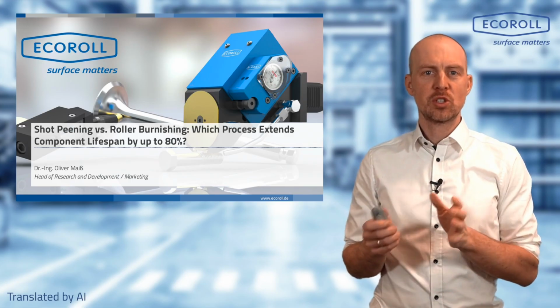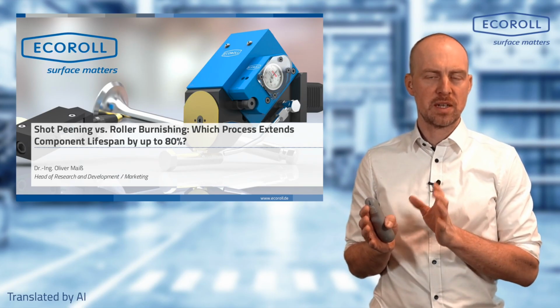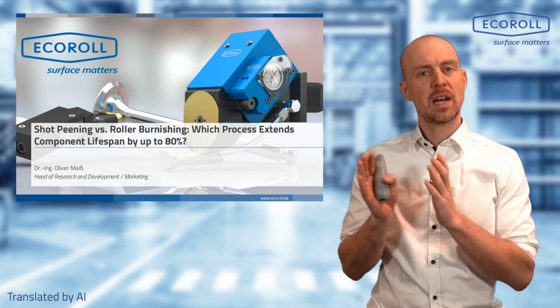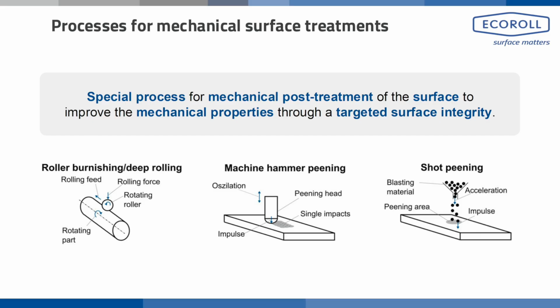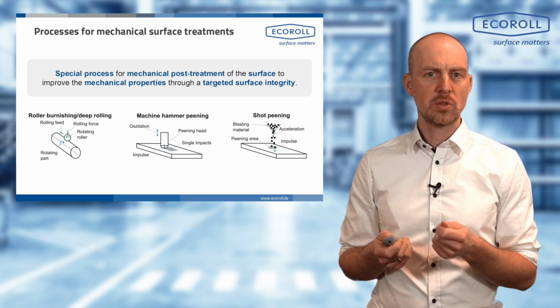Today I'd like to compare two different mechanical surface processing methods for you, namely shot peening and deep rolling. Mechanical surface treatment processes are generally special processes designed to perform a post-treatment of the surface after mechanical production, specifically through mechanical stress, with the aim of improving the component's surface and subsurface area properties. There are various processes that can be used for this purpose.